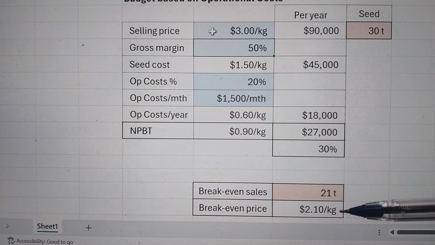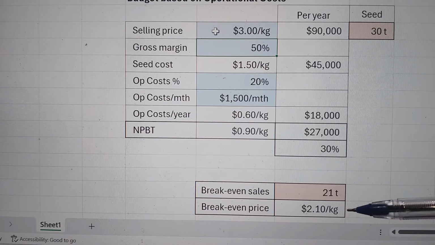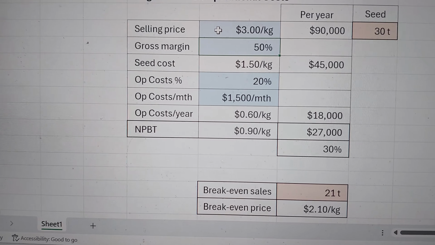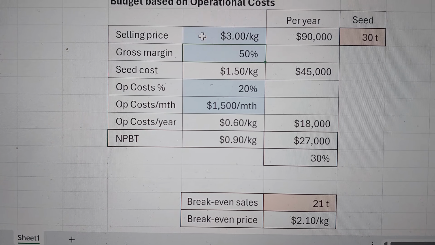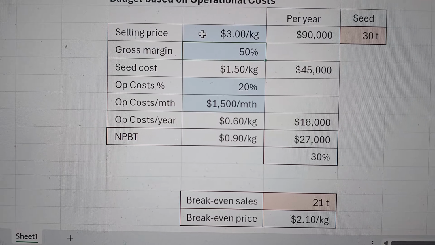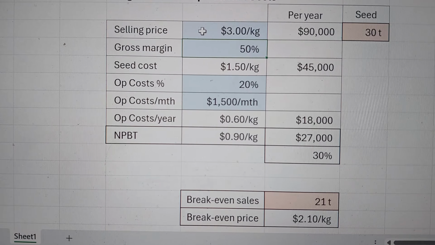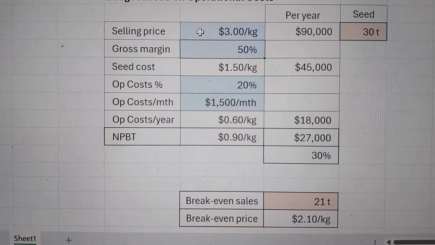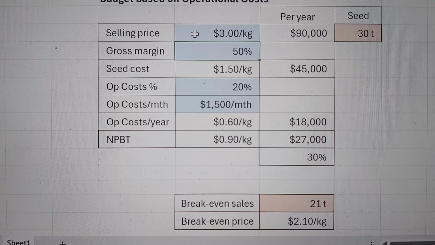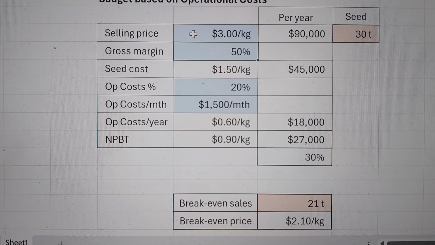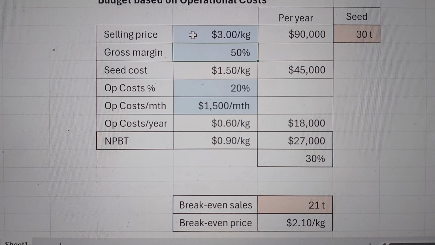Similarly, it calculates the break-even price, which is $2.10 in this scenario. So if you sell at a price less than $2.10, you are going to make a loss, even if you sell the 30 tons. So the higher the price above $2.10, the more profit you will make.